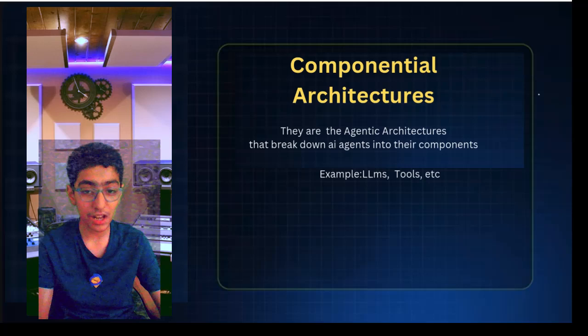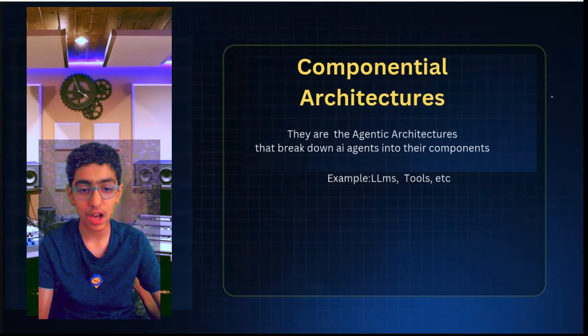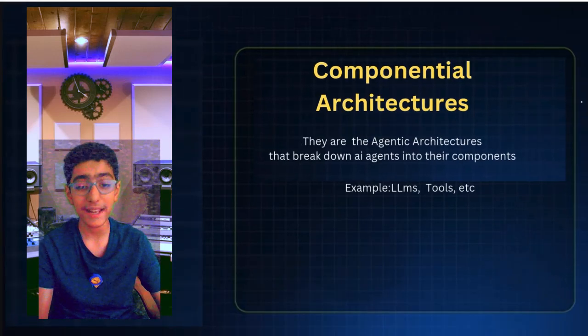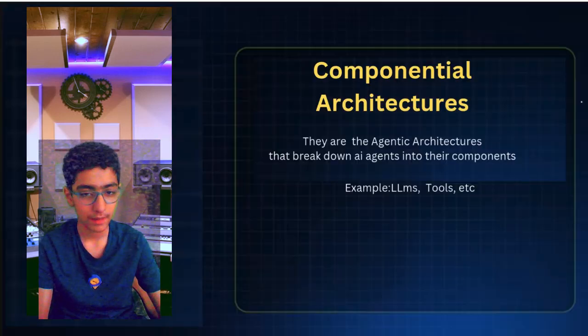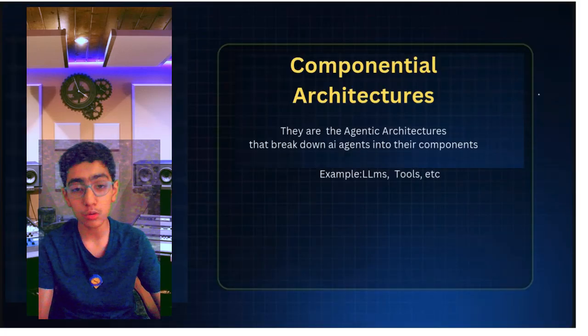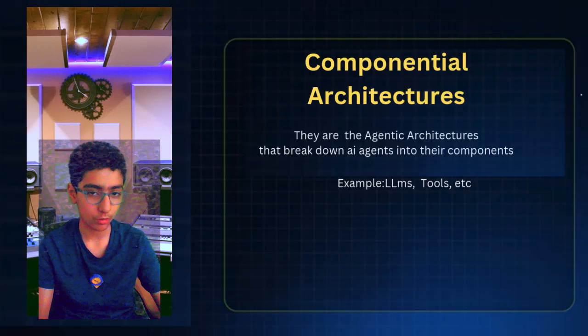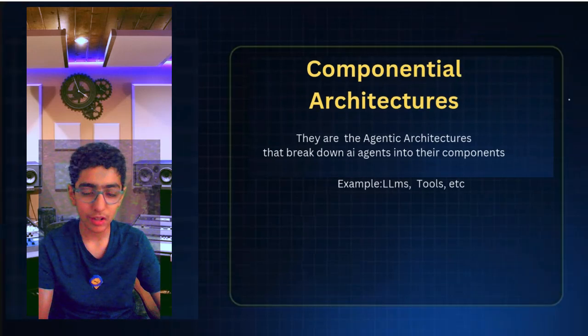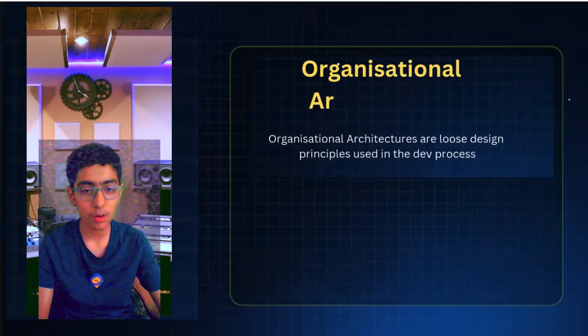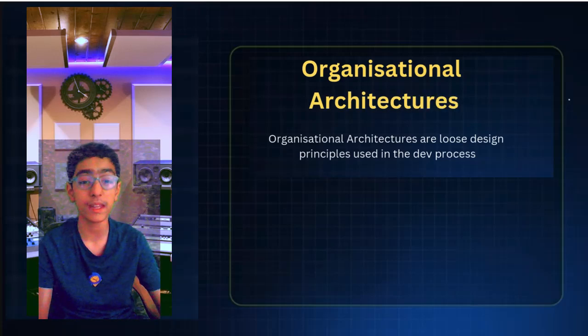So, componential architectures are basically AI agent architectures that break down an AI agent into its core components. For example, LLMs, the tools, the memory, the knowledge, etc. And organizational architectures are kind of more loose principles that define how an AI agent is organized and communicates with other AI agents.